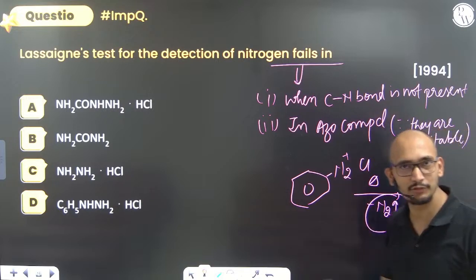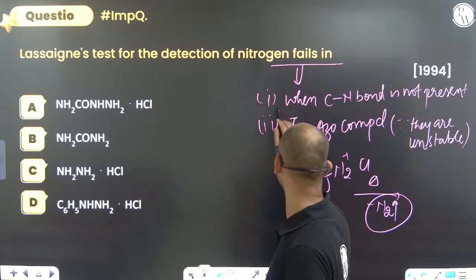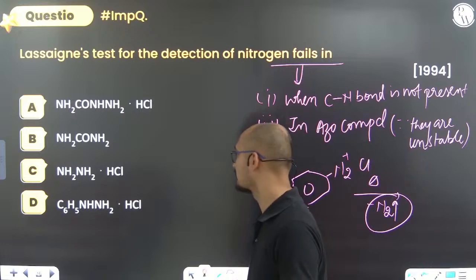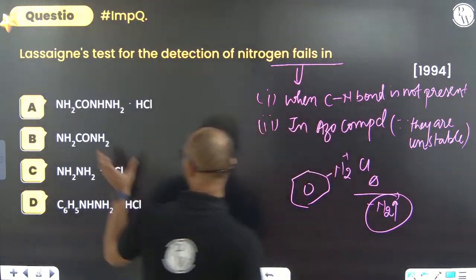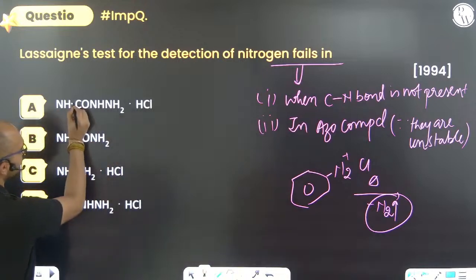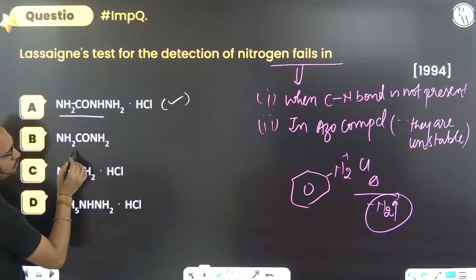If the nitrogen is gone, then what will you test? So therefore it does not give the test. So in azo compounds, the first thing is when the CN bond is not present, and the second thing is when there is an azo compound. So can you see that there is a nitrogen carbon bond? Yes. So it will give. So don't talk about this one.